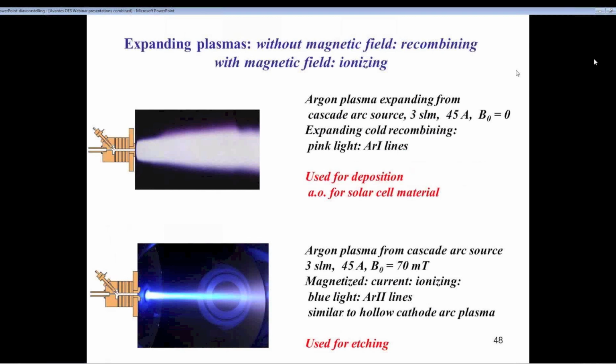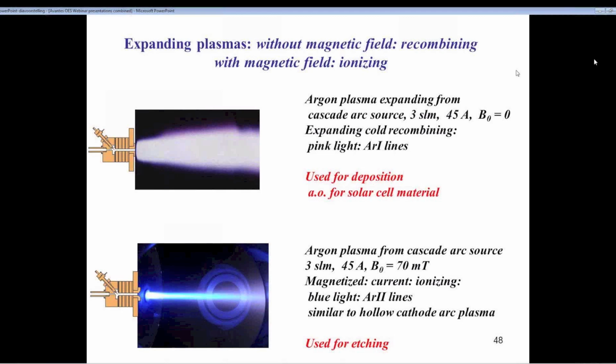So the first graph is the expanding plasma without a magnetic field. You see the expansion, and that is called recombining plasma, and there's pink light, which is determined by the argon-1 lines, and is used for deposition amongst other solar cell material.